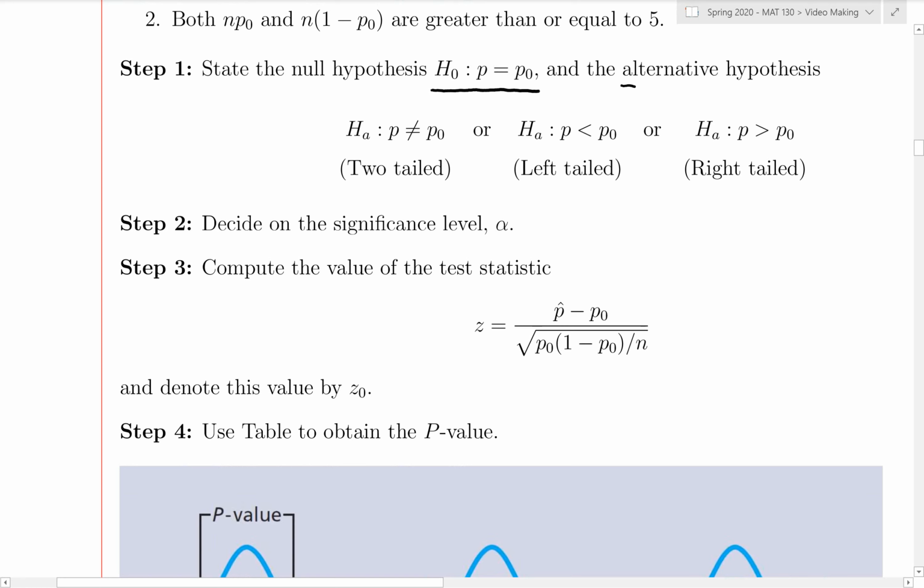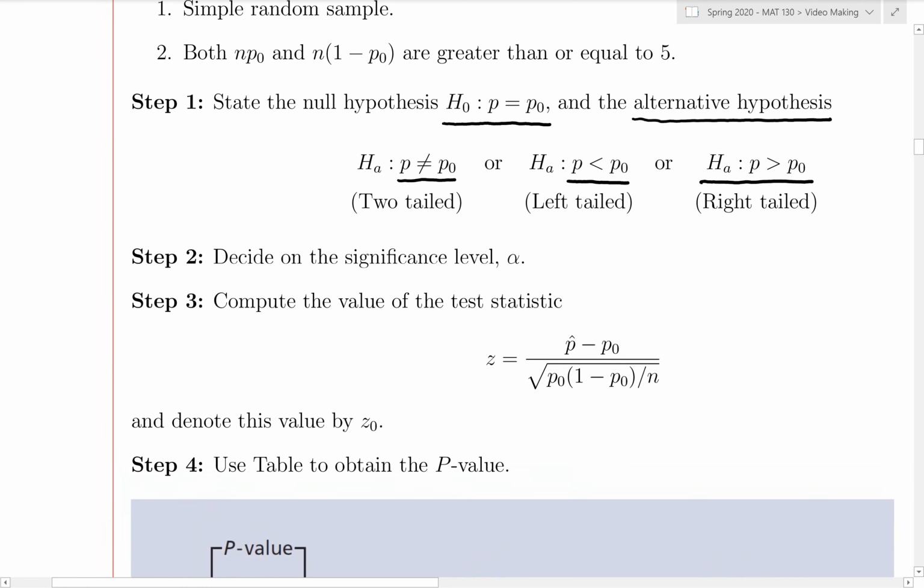And the alternative hypothesis, again, is going to come in three different flavors. One of them is two-tailed, where P is not equal to that fixed value P naught. Left-tailed, where the population proportion is less than that specified value P naught. And right-tailed, the alternative hypothesis is where P is bigger than P naught.